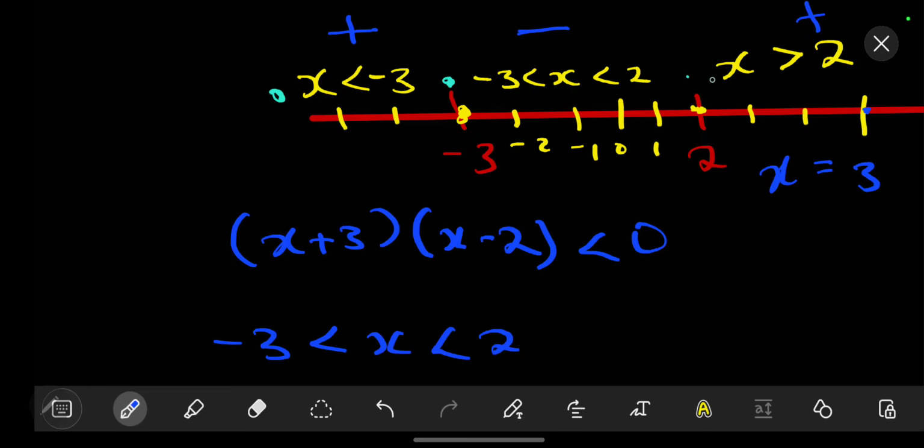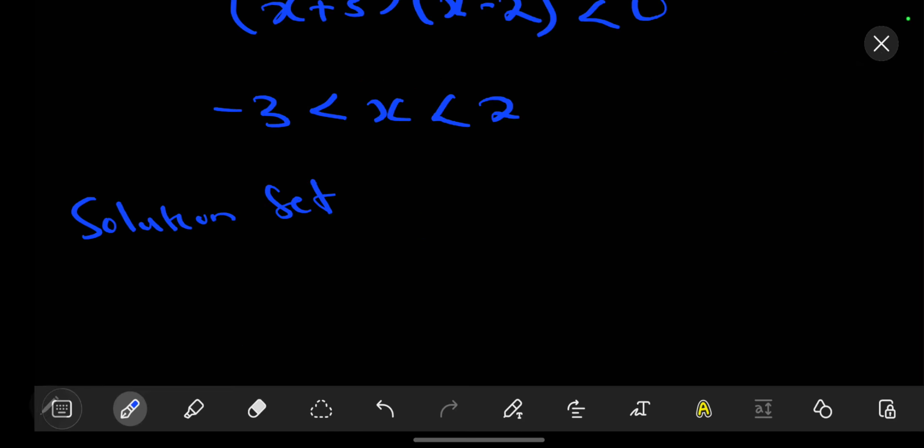Now, our solution set will be such that -3 < x < 2. That means the lowest is -3, not included, since it's not less than or equal to. So we use an open bracket, comma, and the highest value is 2, which we are also not going to include. So that's our solution set.